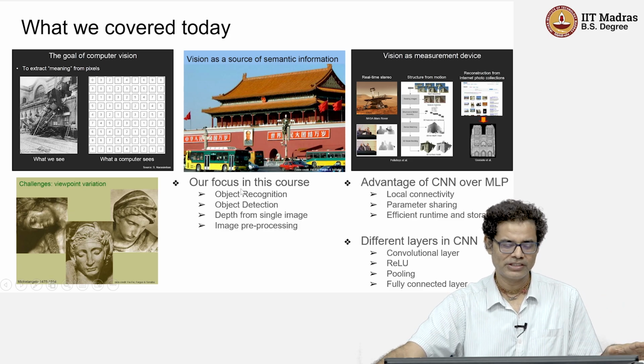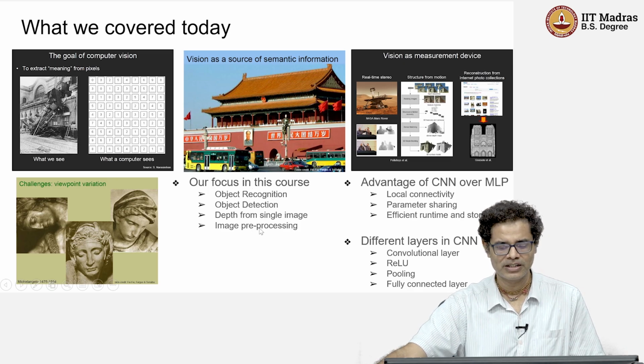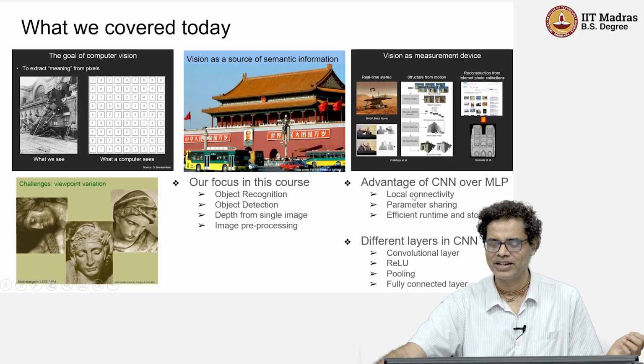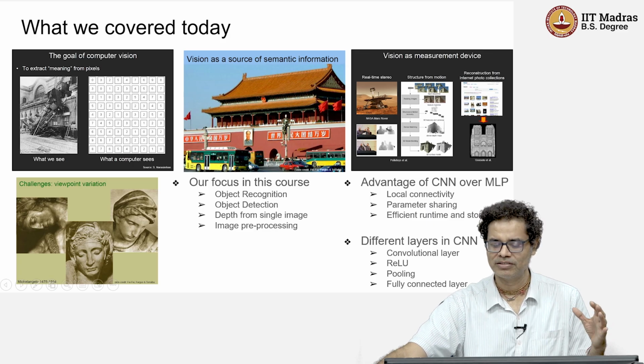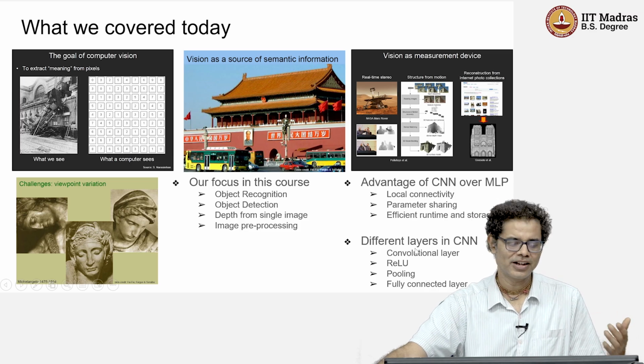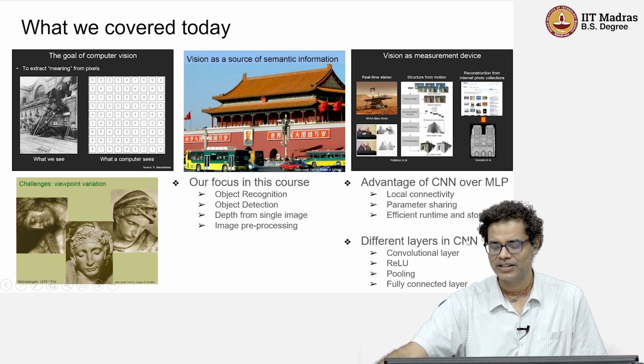And mostly what we have said in this course will focus on these 4 topics: object recognition, detection, depth from a single image, and image preprocessing, which is like image processing. For all of them, we are going to look at CNN architectures, because for images, CNN is generally the preferred one. What we have seen is that CNN has an advantage over MLP, being basically a specialized MLP with local connectivity and parameter sharing, which gives rise to efficient runtime and storage. We also looked at various layers in the CNN, like convolution layers, ReLU, pooling, and fully connected layers. In the next class, we will look at the different CNN architectures.